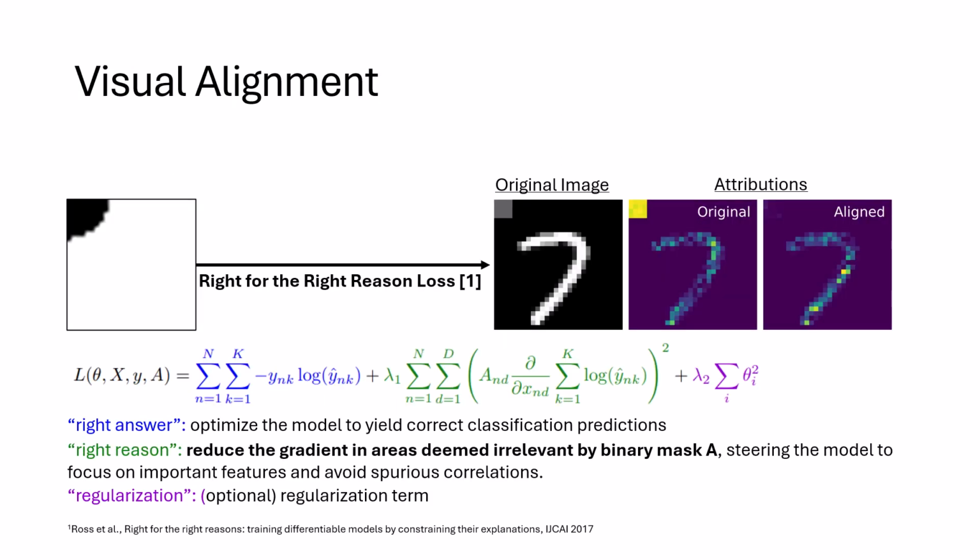The correction mask is used to fine-tune the model with a right for the right reason loss proposed by Ross et al. The first term keeps the model optimized for the correct classification label. The second term penalizes gradients in regions marked as irrelevant. This discourages the model from relying on these regions. The important point is that the correction mask was not manually drawn by an expert. It was generated automatically from class-level human knowledge, the model explanation, and the LVLM assessment.